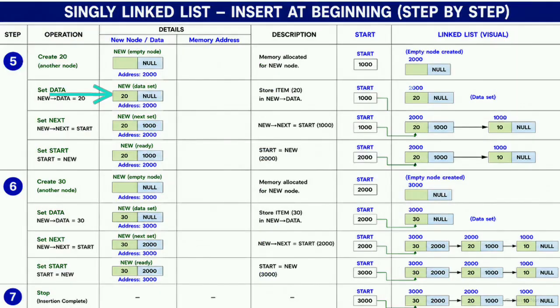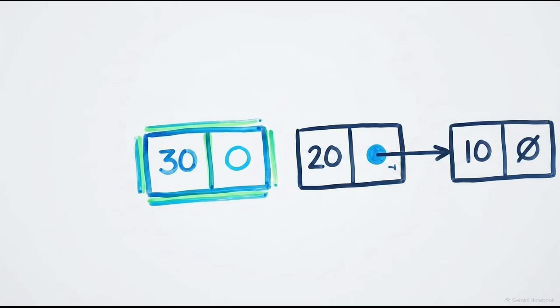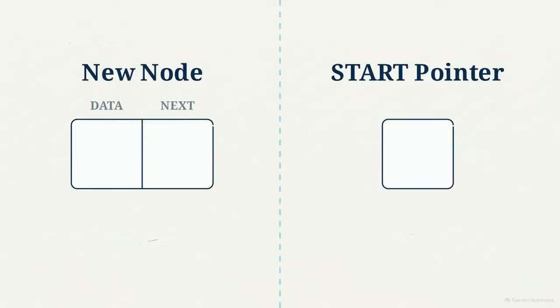Moving down the table, we initiate the second iteration. We create a new node for the value 20. We connect its next field to the current start address, linking it to the node holding 10, and then we update start to point at the new 20 node. Let's test your active recall. If we repeat this process one more time to insert the value 30, pause the video and predict exactly what address the new node's next will point to and what the start pointer will become.